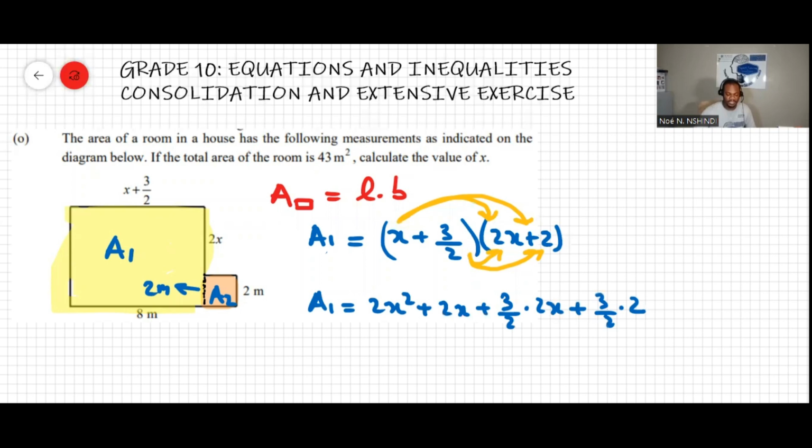Now this will be 2x squared plus, over here we can simplify these 2 and 2.